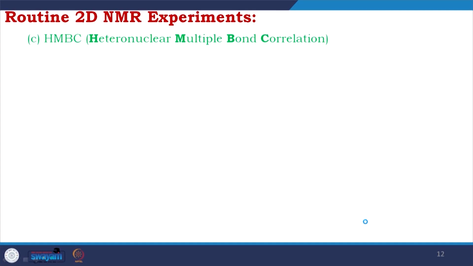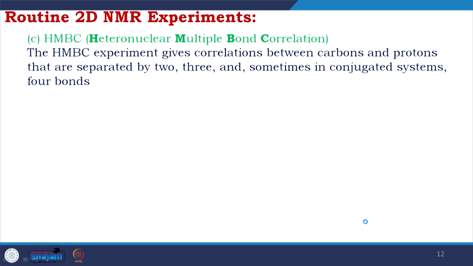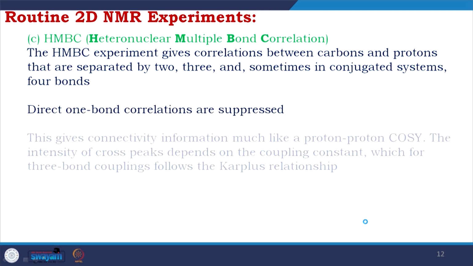HMBC, heteronuclear multiple bond correlation. The HMBC experiment gives correlation between carbon and proton that are separated by 2, 3 and sometimes, in conjugated systems, 4 bonds. Direct one bond correlations are suppressed.